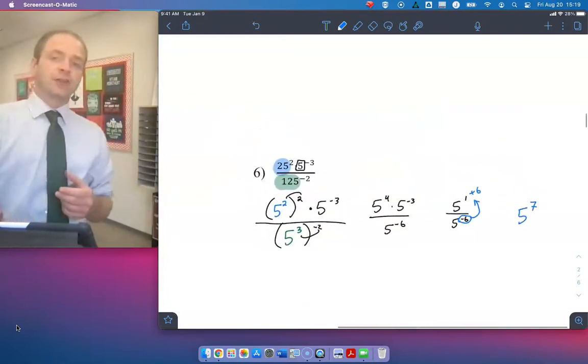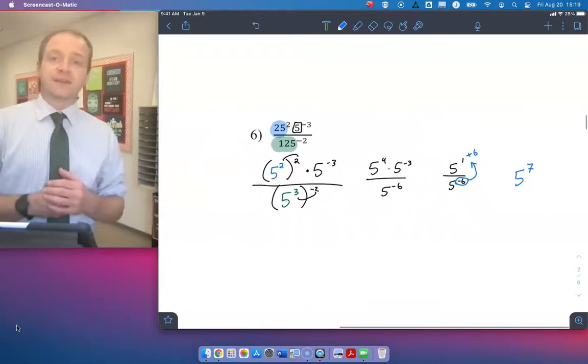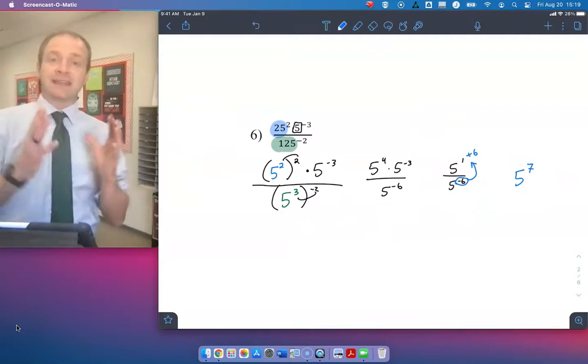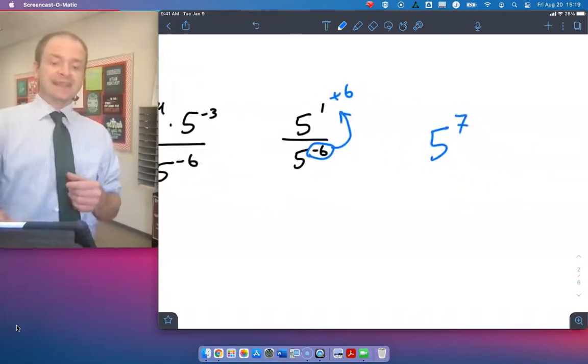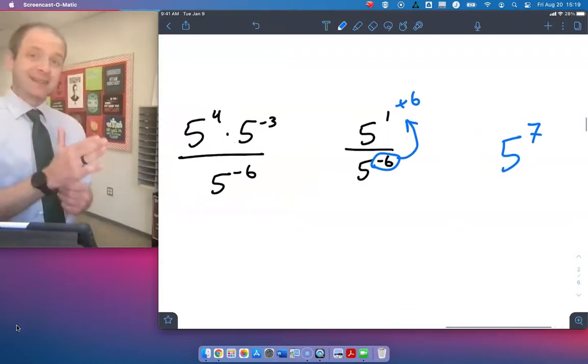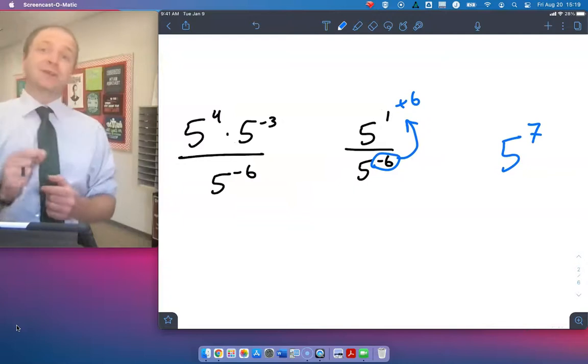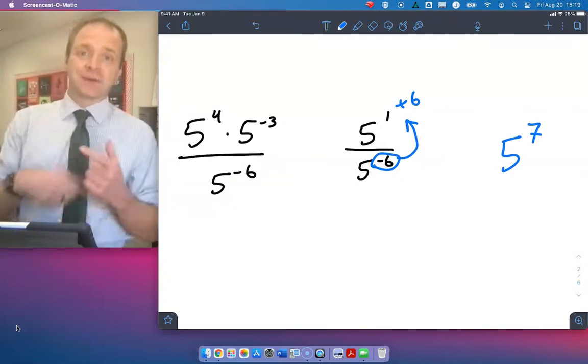So when you deal with all numbers, you can still use your properties of exponents to help you out, to make it an easier number to work with than trying to go to your calculator. In all seriousness, it's easier to work with 5 to the 7th than it is to actually calculate out the value of 5 to the 7th. So that's where properties of exponents come in.